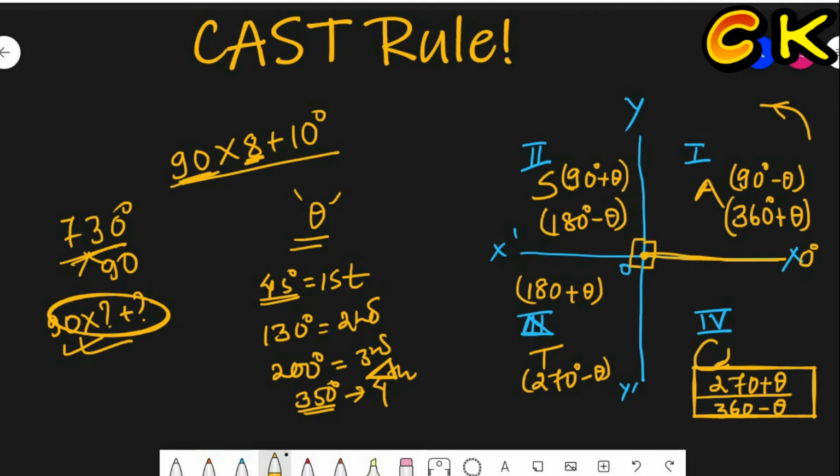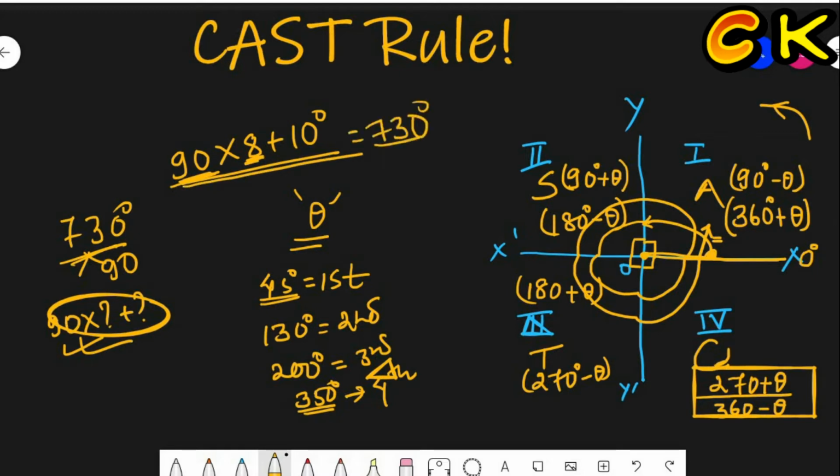So let's start our journey from this OX. From here to here 1, then 2, 3, 4, 5, 6, 7, 8, and then plus. Plus means backward or forward? Forward. So if we move one step forward, we reach the first quadrant. Hence 90 degrees into 8 plus 10 degrees, that is 730 degrees, lies in the first quadrant. In this way we can say in which quadrant any given angle lies.